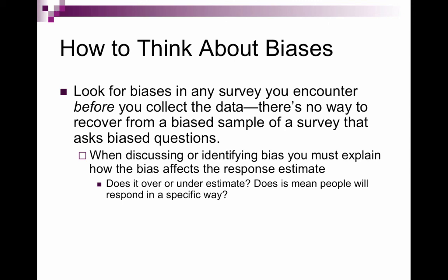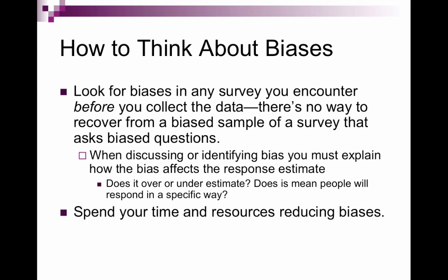When you are discussing or identifying bias, though, you must explain how the bias affects the response estimate. You need to explain, does it over or underestimate? Does it mean people are going to respond in a specific way? Why is it biased? We have to talk about that. Also, if you can't remember what specific type of bias it is, at least describe it and explain how it will affect your estimate. You also want to make sure that you spend your time and resources reducing bias, because once again, bias is bad.